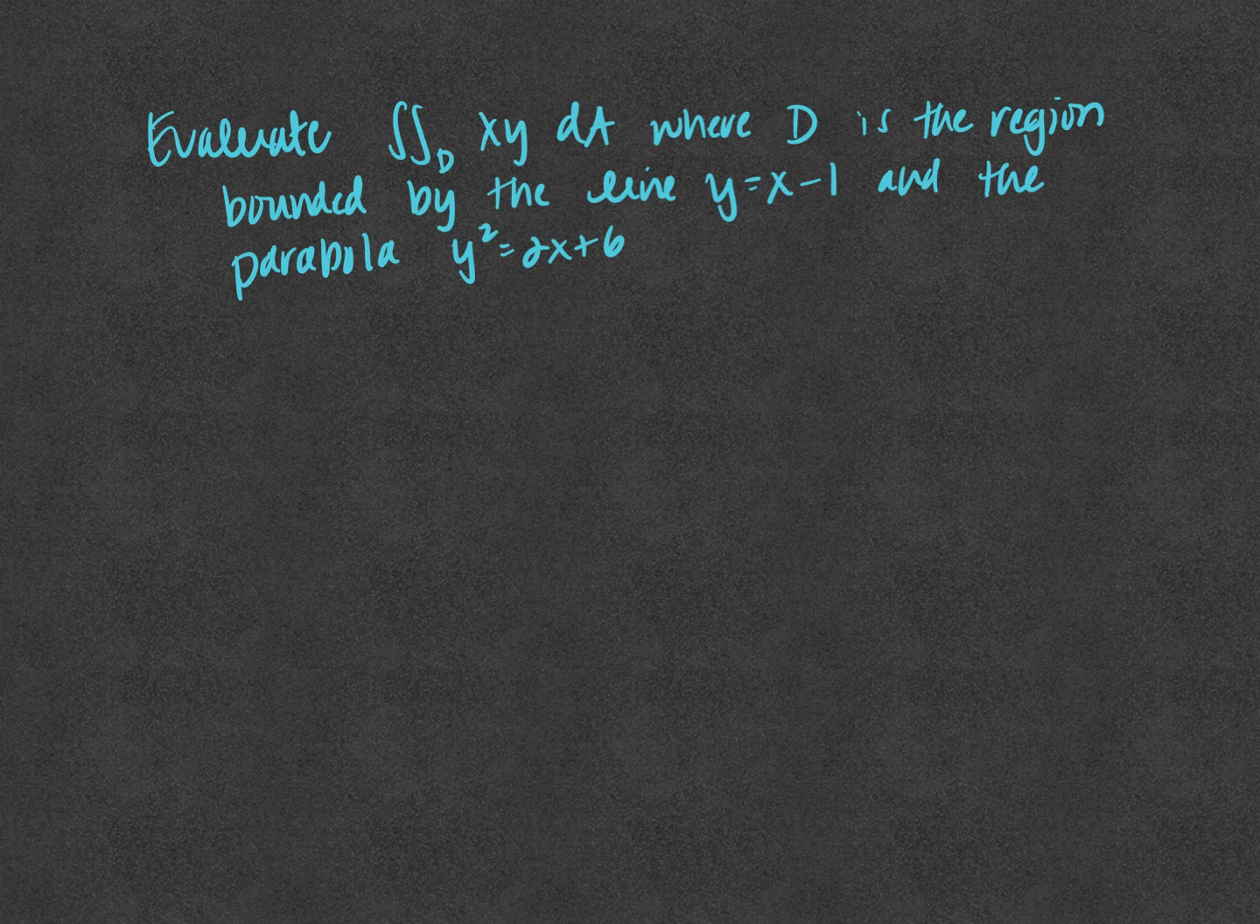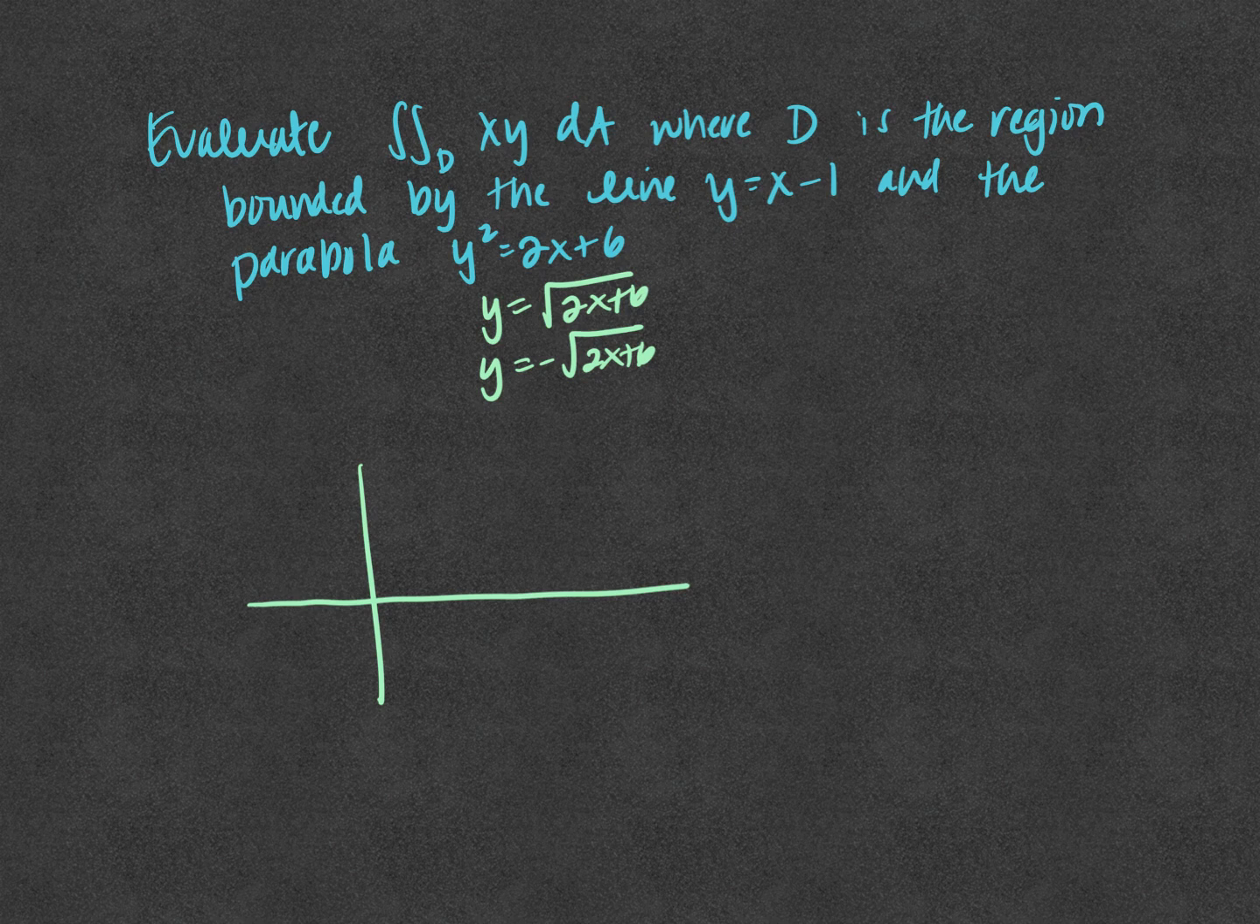So this one says to evaluate the double integral of xy over the region, where D is the region bounded by the line y equals x minus 1 and the parabola y squared equals 2x plus 6. So when you look at this parabola, y squared equals 2x plus 6, if you think of this in terms of y equals the square root of 2x plus 6, and y equals negative the square root of 2x plus 6, that helps you build it in your calculator if you need that help. But that means my x-intercept is -3, and I have a parabola that looks about like this. And then I have a line that's coming up through y equals x minus 1.